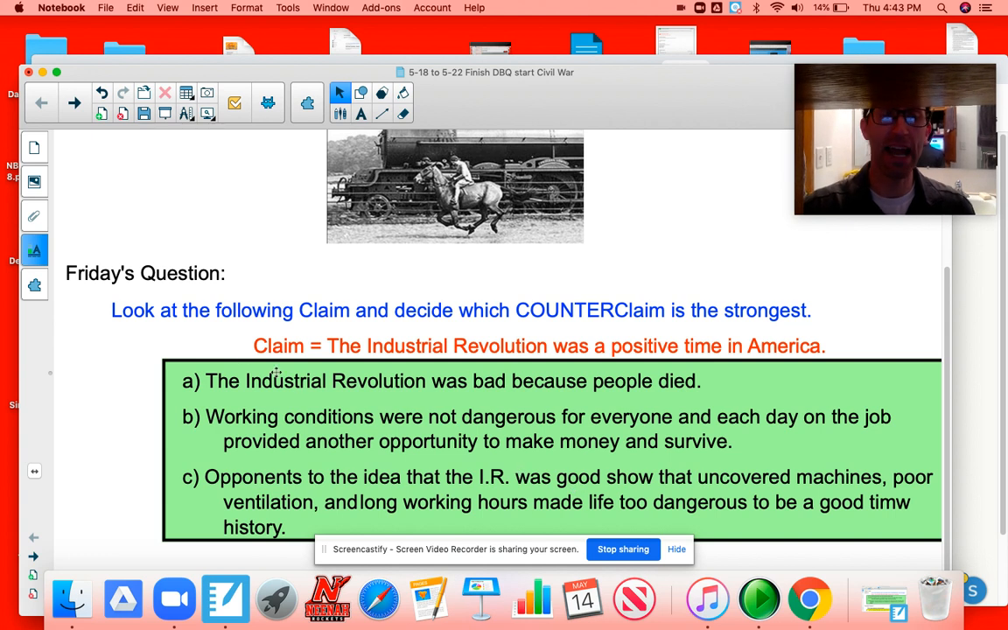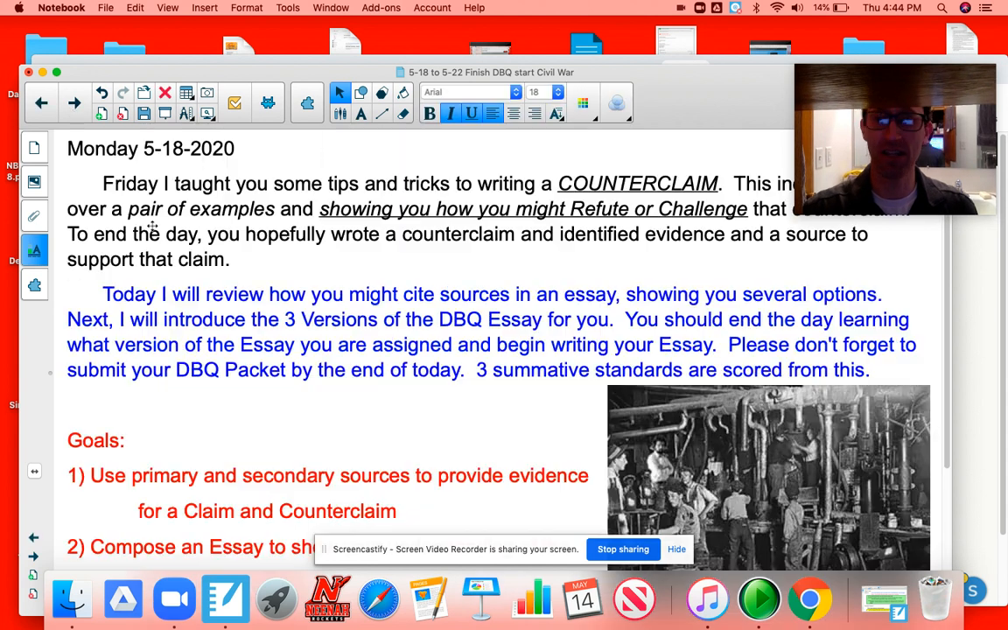That's true. A doesn't work because it's not detailed enough. Just people died doesn't give me enough information. And B doesn't work because it actually supports the claim. On to the daily news.